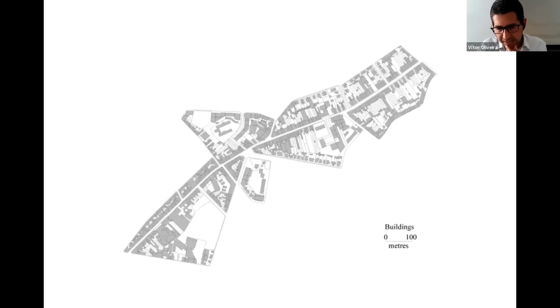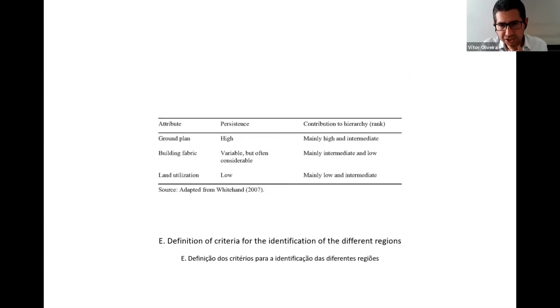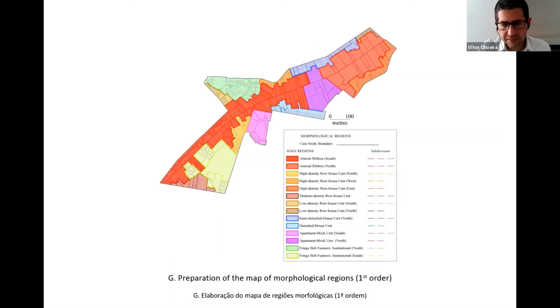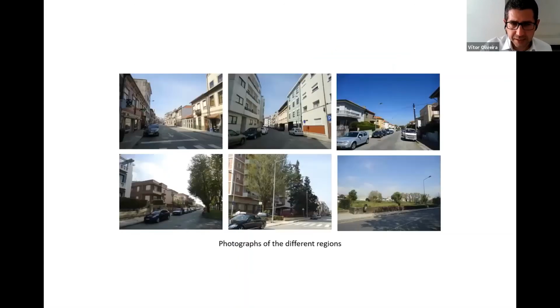And based on this, based on the recognition of patterns, and here this is just an illustration of the beginning of this recognition of patterns, of combinations between streets, plots, and buildings, we start to elaborate a map, an urban form-based map that captures all this diversity that we have in these photographs taken from this particular territory.